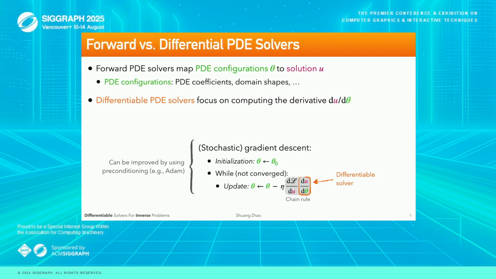So to summarize, forward PDE solvers, you can consider as a map from PDE parameters, including the domain shape, to its solution. On the other hand, the differentiable PDE solver focuses on estimating the derivative of the PDE solution.